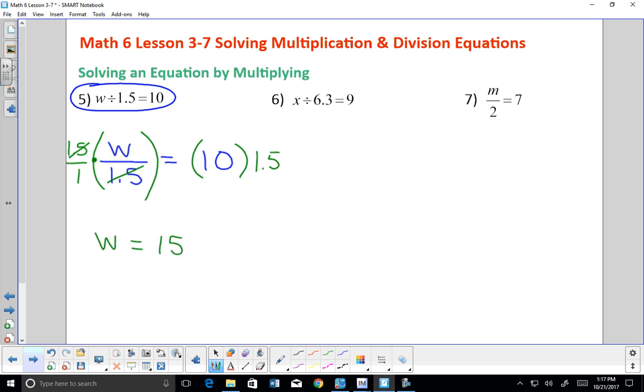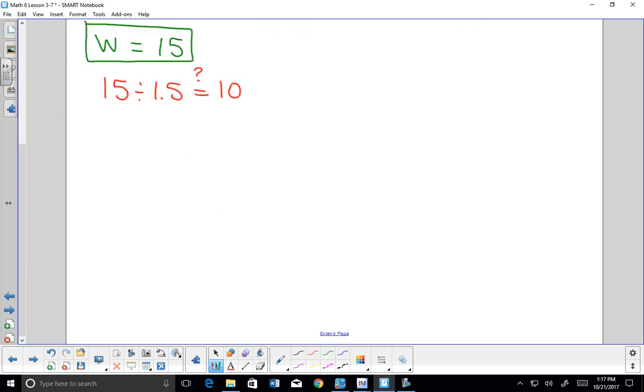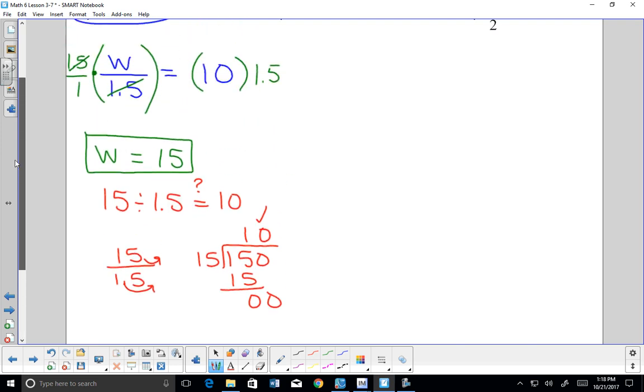And of course we can check this. To check this, w, which is 15, divided by 1.5, does that equal 10? Okay. Well, I need to know that. So I'm going to go, okay, 15 divided by 1.5. Move that over, that's 150. Oops, 150, not 105. 150 divided by 15. 15 goes into 15 one time. 15 goes into 0, 0 times. Yes, it does work. It does check. I highly suggest you check your answers. If the assignment says to check your answers, you have to check your answers.